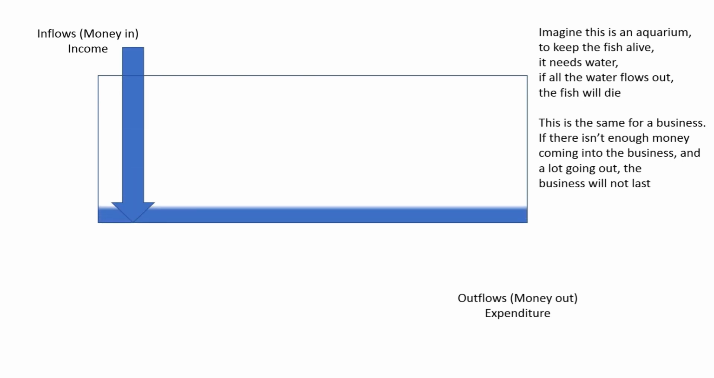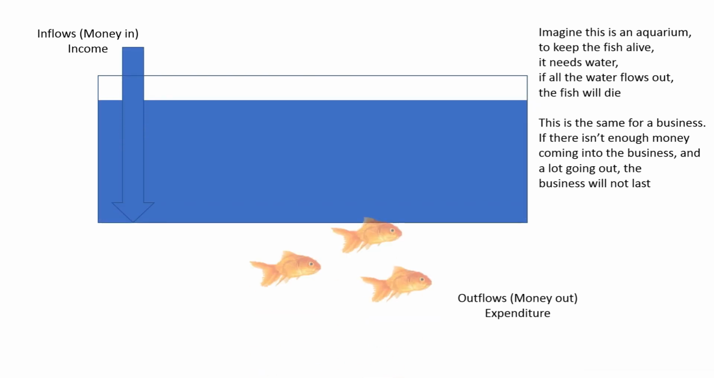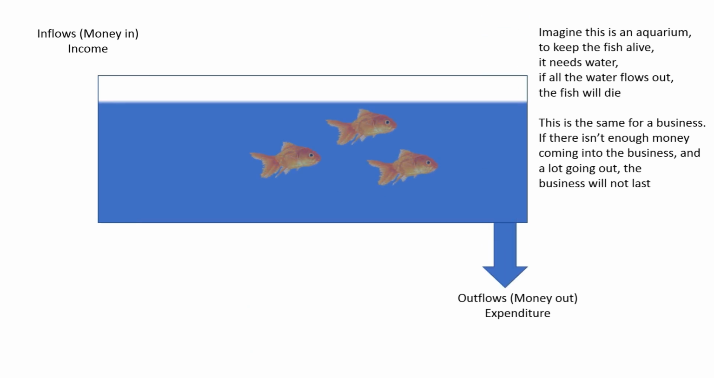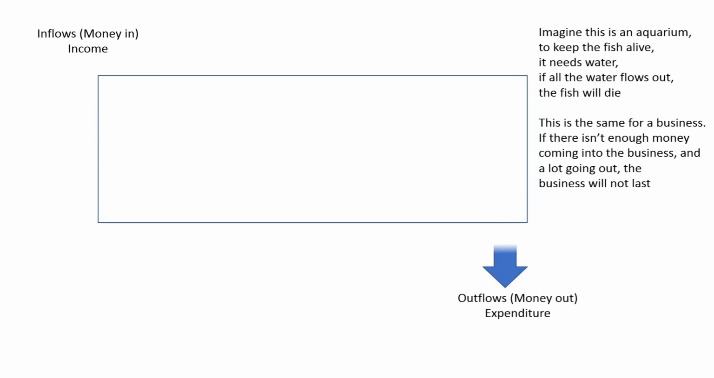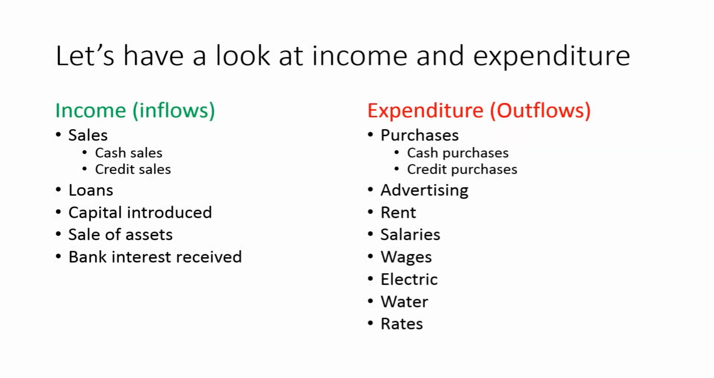The money coming into the business is inflows. In other words, it's income. The money going out of the business, the outflows, is called its expenditure. So let's have a look at income and expenditure. The income, as we know, is money coming into the business.